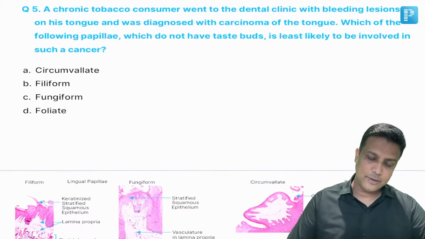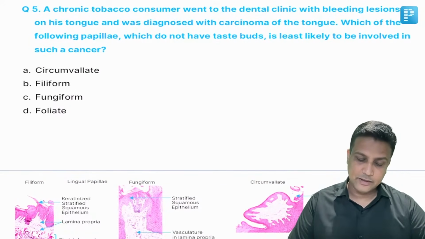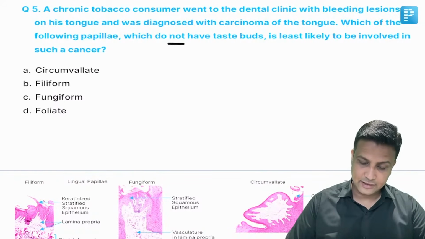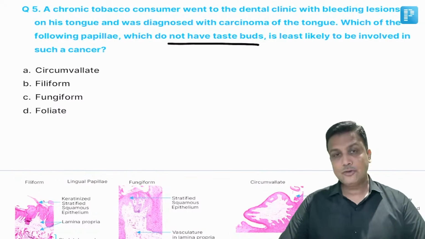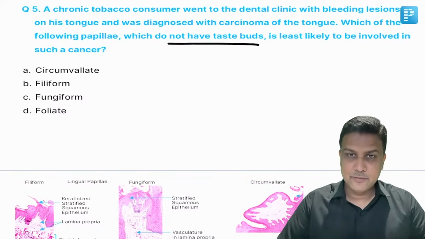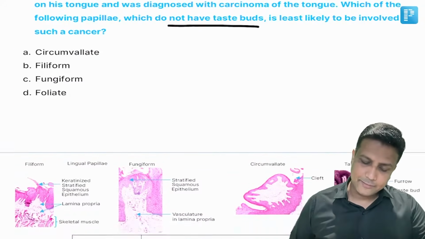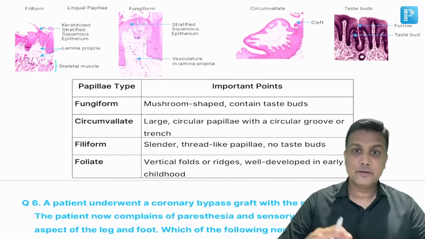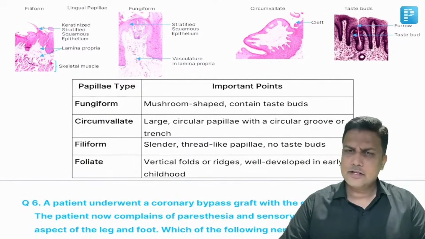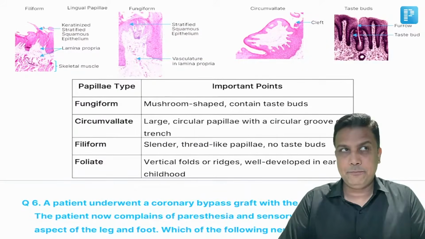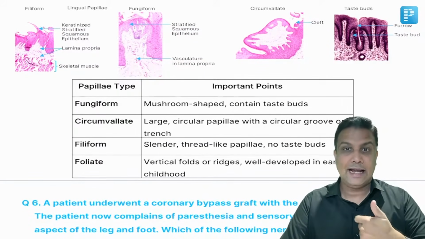A chronic tobacco consumer went to the dental clinic with bleeding lesions on his tongue and was diagnosed with carcinoma of the tongue. Which of the following papillae, which do not have taste buds, is likely to be involved in such cancer? That is a hint here. Now, what I've observed recently in the INI-CET exam, my dear friends, is that there used to be a question from the tongue topic, but previously it used to be from muscles of the tongue and nerve supply to the tongue.